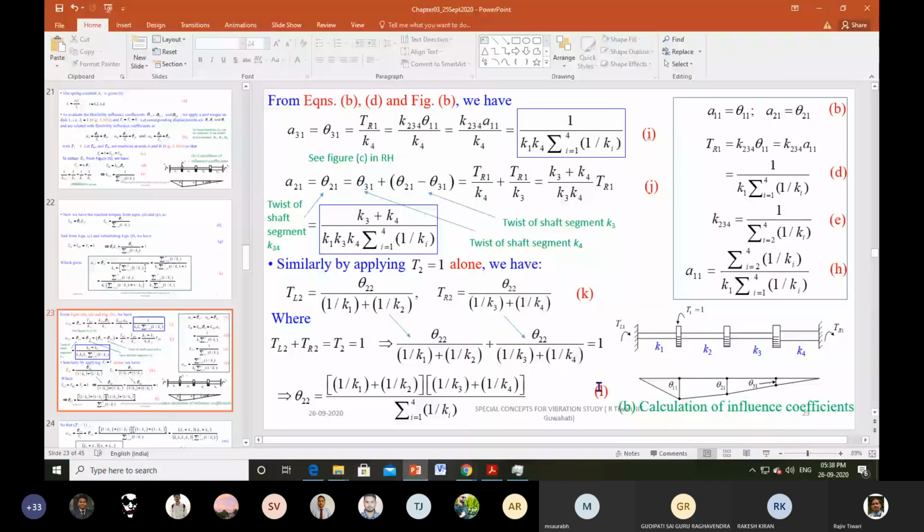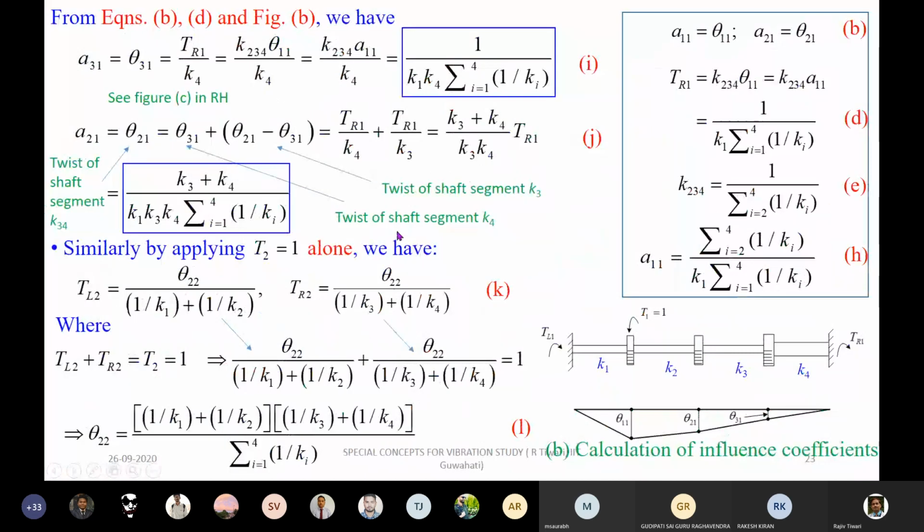So I have explained how to obtain the three influence coefficients when we apply the torque T1 here. Now to obtain another three influence coefficients, we need to apply a torque of unit value at disk 2. What I will do is skip this because the concept is similar. One by one you need to obtain them.